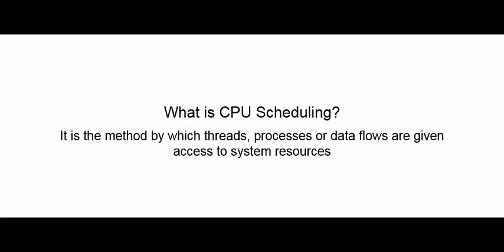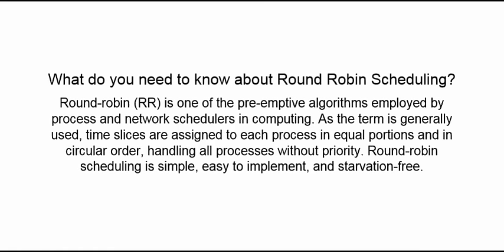What is CPU scheduling? CPU scheduling is the method by which threads, processes, or data flows are given access to system resources. What do you need to know about round robin scheduling?